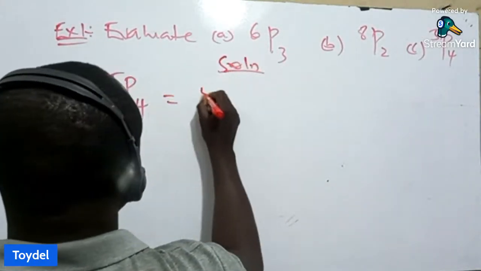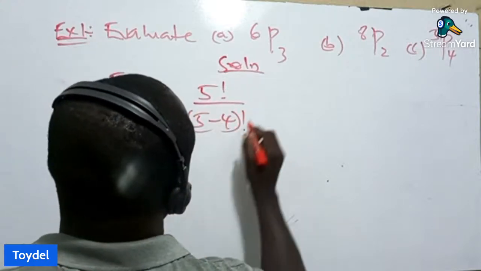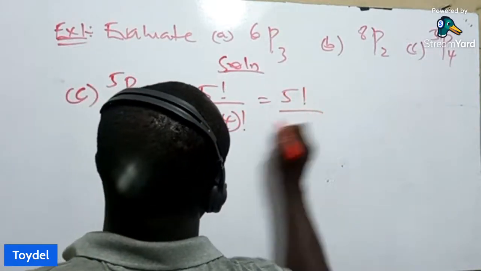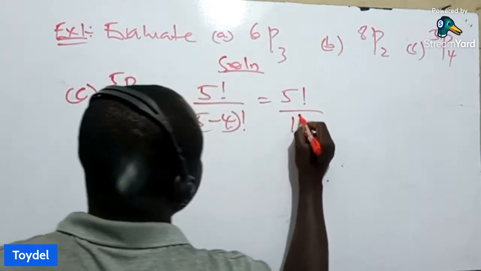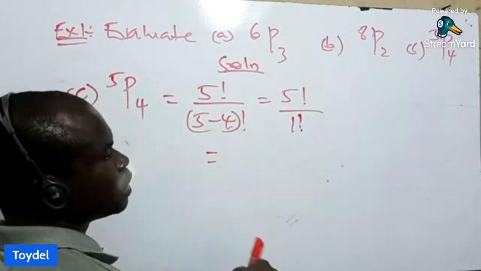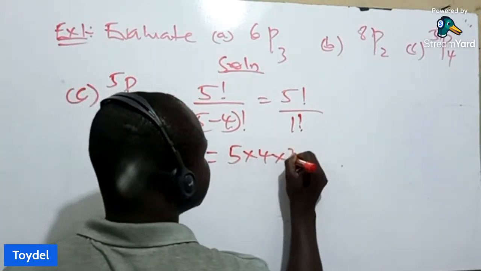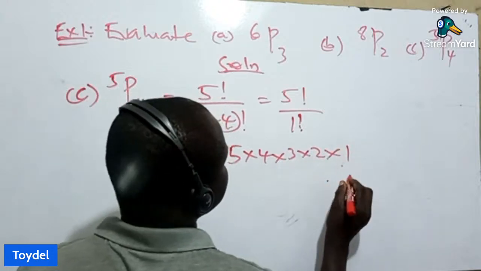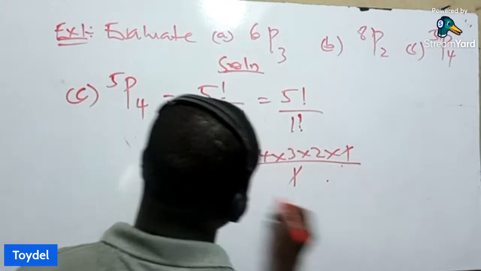5 permutation 4 will give us 5 factorial all over (5 minus 4) factorial. And that will be 5 factorial all over 5 minus 4 is 1, that will be 1 factorial. Of course, the implication of this is that I'm going to reduce 5 factorial, because 1 factorial is 1. So I'm going to have 5 times 4 times 3 times 2 times 1 all over 1 factorial, which is 1. So it does not even have any effect.